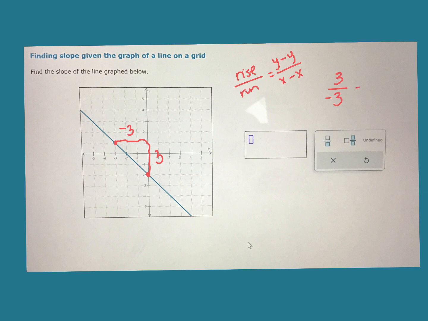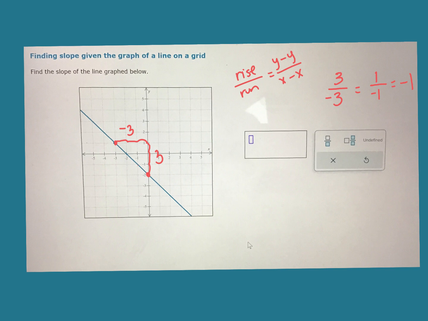I could reduce this. I can divide them both by 3. 3 divided by 3 is 1. Negative 3 divided by 3 is negative 1. Or I could have just done 3 divided by negative 3. Or 1 divided by negative 1 is just negative 1. So I can reduce my slope all the way down to negative 1.